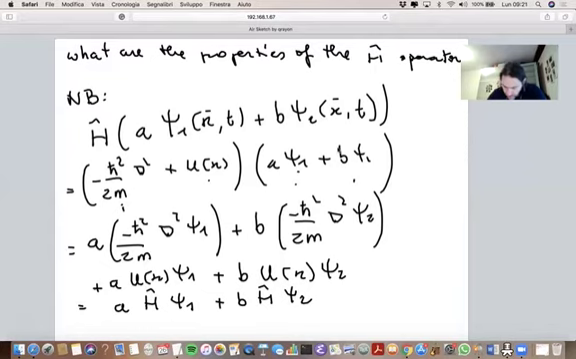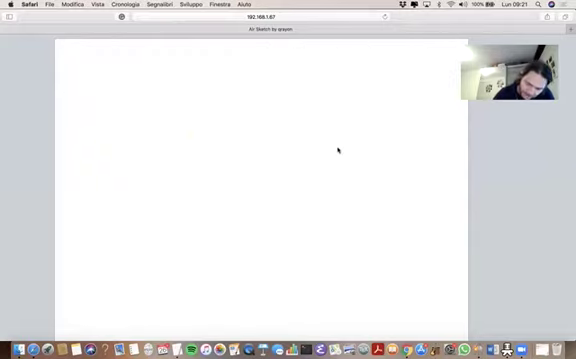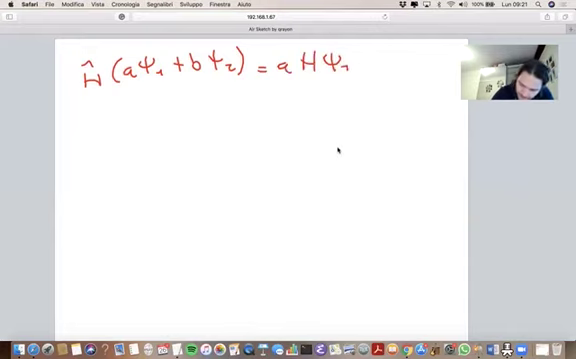So let me write this in a single equation. What we were just discovering is this fundamental property of the Hamiltonian operator, which follows from the fact that the Hamiltonian operator is basically derivative times multiplication plus multiplication by a constant, and the derivative is a linear operator, and the multiplication by a constant is a linear operator. So H is a linear operator.